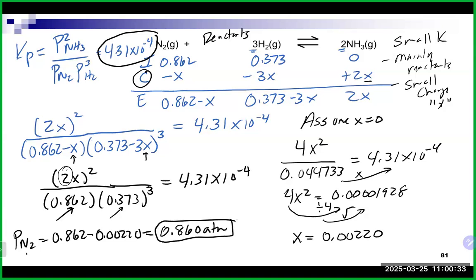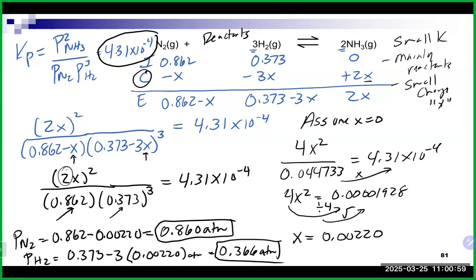We got for our pressure of H2, 0.373 minus 3 times X, 0.00220. And that's going to give us 0.373 minus 3 times 0.00220. Going to get us 0.366 atmospheres.